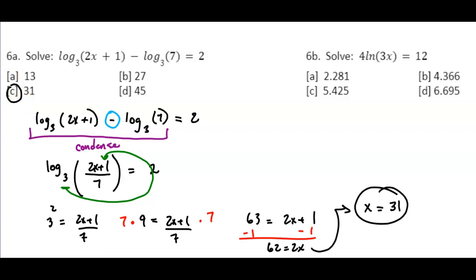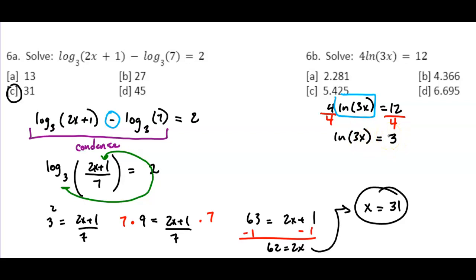In 6b, you're also solving a log equation, but this is a natural log. You do not have more than one log on the side, so we don't have to worry about condensing. Again, I'm going to rewrite it just so I have some extra space. All right, now if you can move anything, you need to move it. I've got to move everything that is not this natural log, which means I've got to move the 4. So I'm going to divide by 4 on both sides. That gives me the natural log of 3x equals 3.